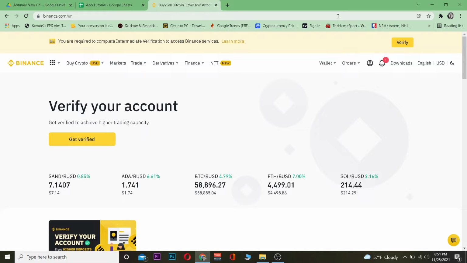Now Binance is the world's top crypto exchange where you guys can buy and sell crypto, and since it's the world's top crypto exchange, a lot of people use it, and since a lot of people use it, it's a pretty secure platform as well.